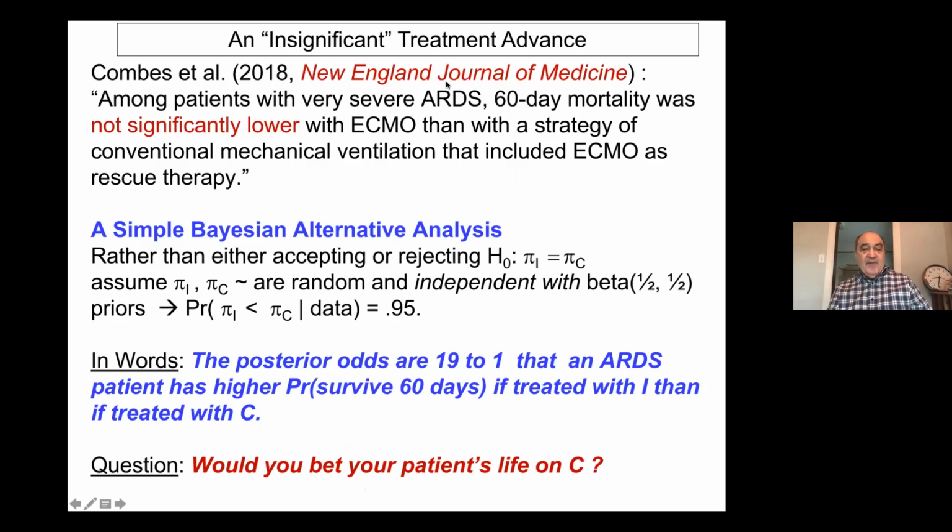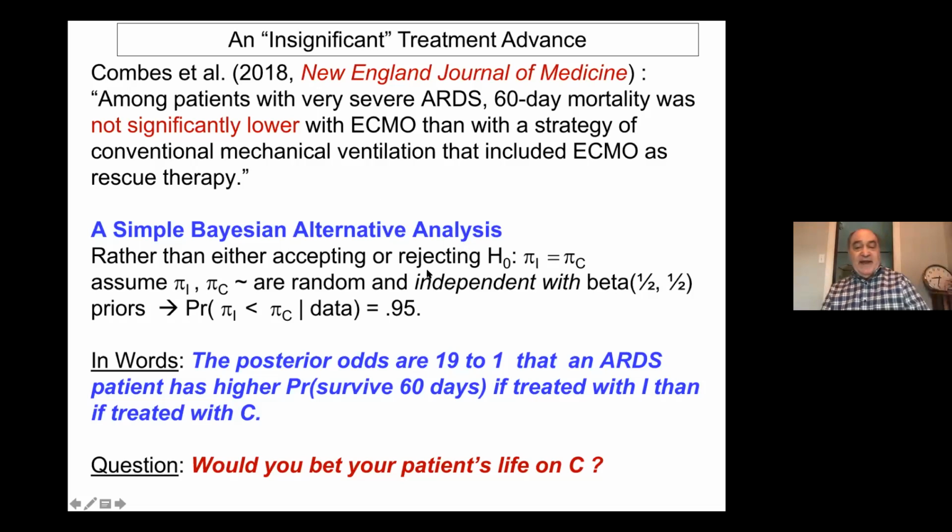And so in this paper, which was published in, I think it's the National Enquirer Journal of Mendacity or something like that: "Among patients with very severe ARDS, 60-day mortality was not significantly lower with ECMO than with a strategy of conventional mechanical ventilation that included ECMO as rescue therapy." What you're saying is to your colleagues, look, don't bother giving it immediately.